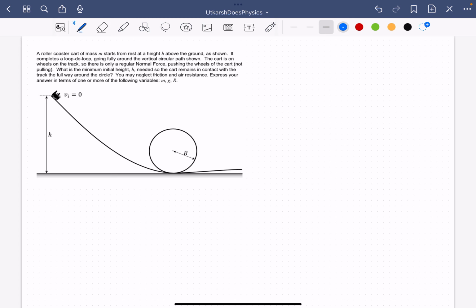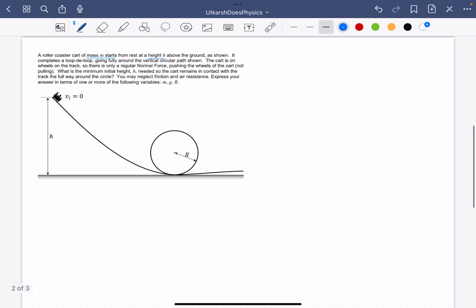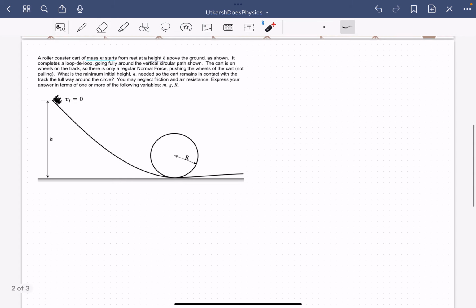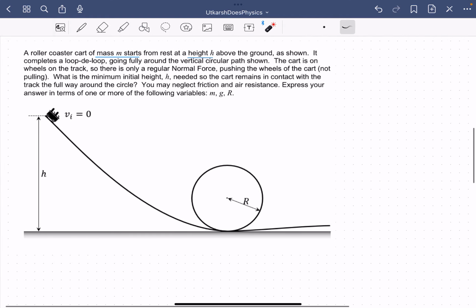So in the question, a roller coaster of mass m starts from rest at a specific height that we call h, and from that it completes a full loop, this full circle, and then keeps going. The condition that they're going to enforce is that the wheels are always on the track. So the cart basically never lets go of the track.